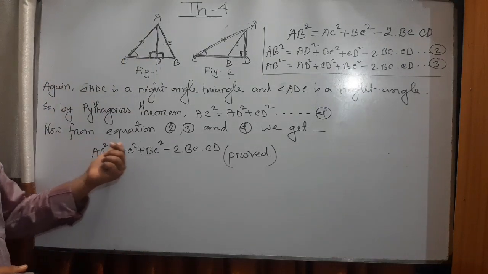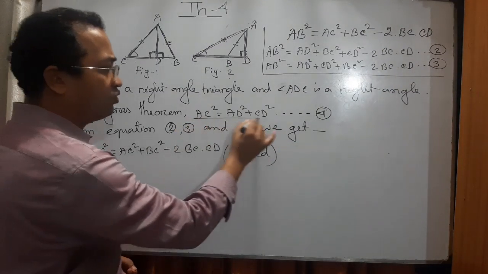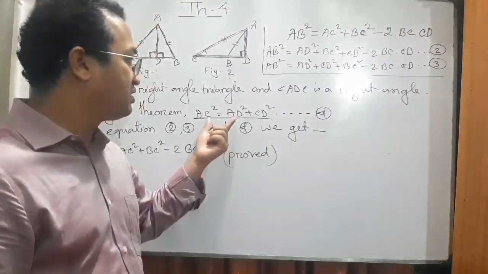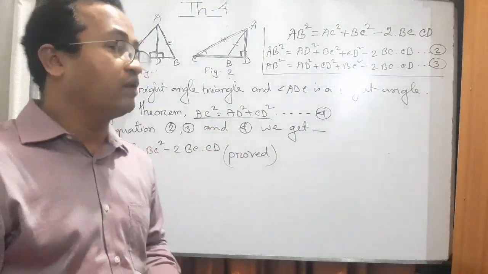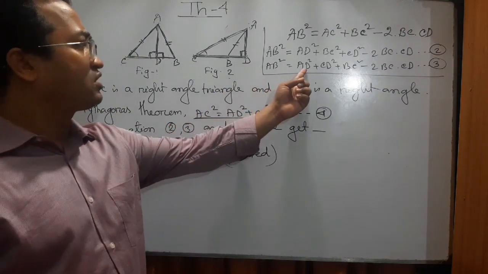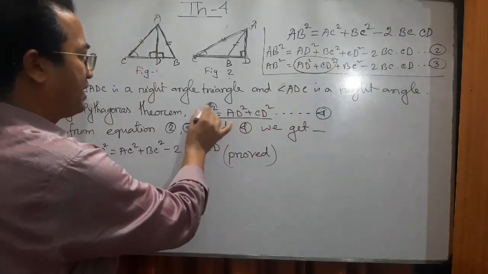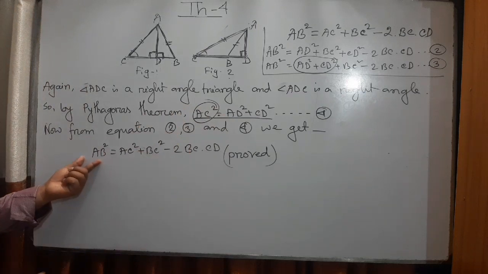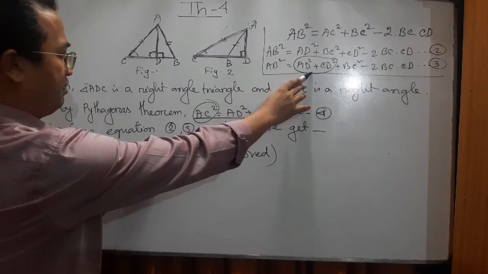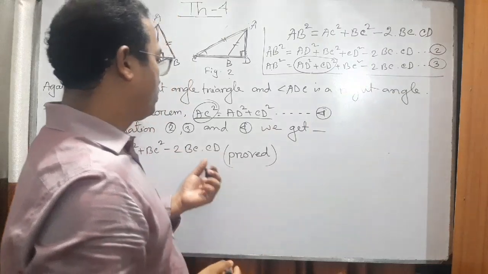So from equations 2, 3 and 4, we will put this value into equation number 2 or 3, any one. We will put it in equation 3. Look, AD square plus CD square becomes AC square. So AB square equal to AC square plus BC square minus 2BC into CD.